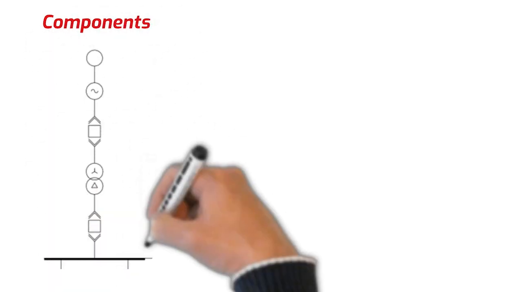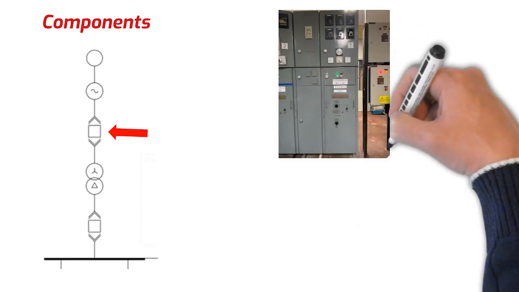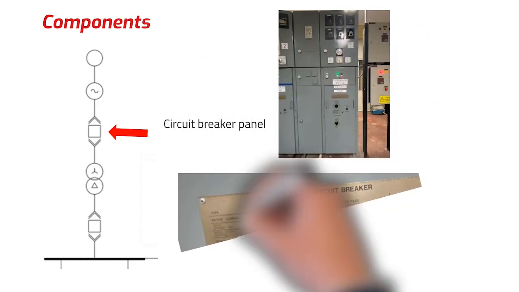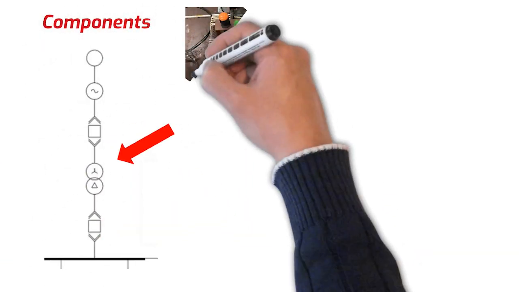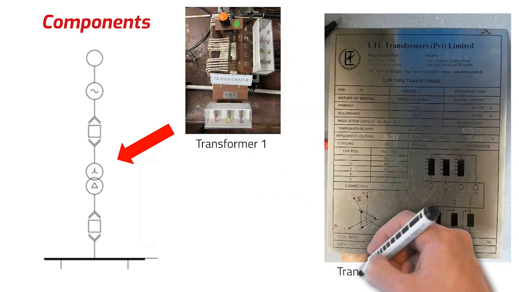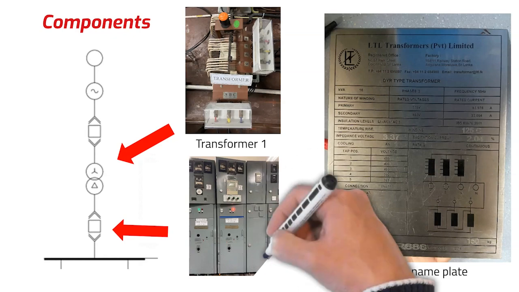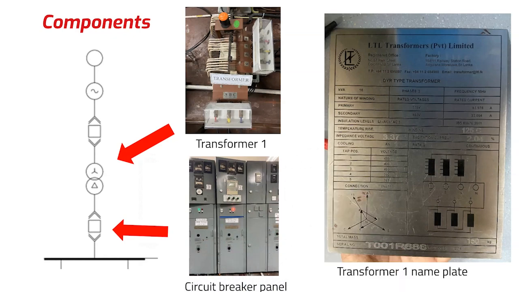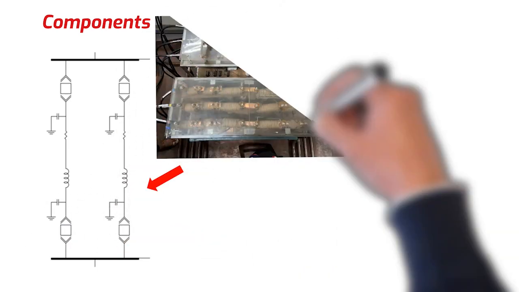Then the generator is connected to transformer 1 through a circuit breaker. How the circuit breaker panel looks and the nameplate data can be seen as follows. Transformer 1 is a step-down transformer in this practical. It is then connected to another circuit breaker and then to the bus bar. Then another circuit breaker can be seen before the connection to the transmission lines.